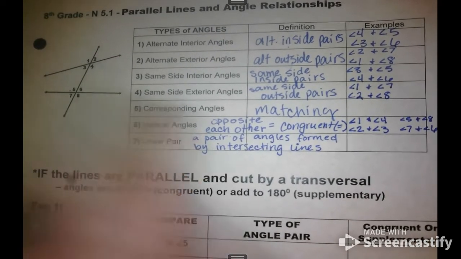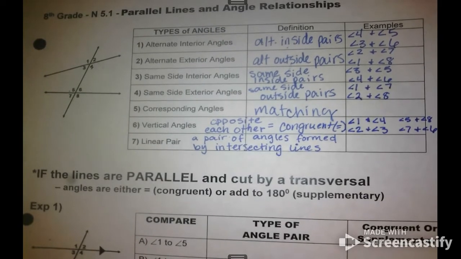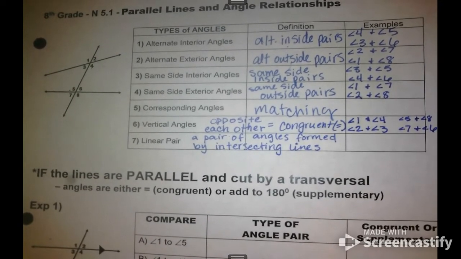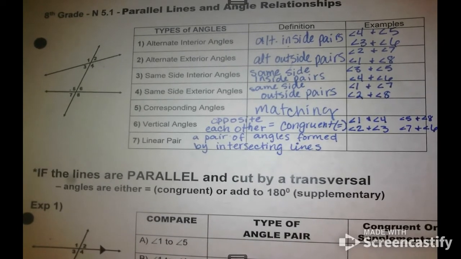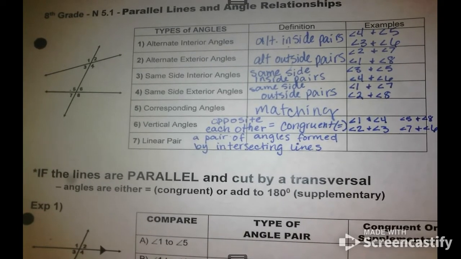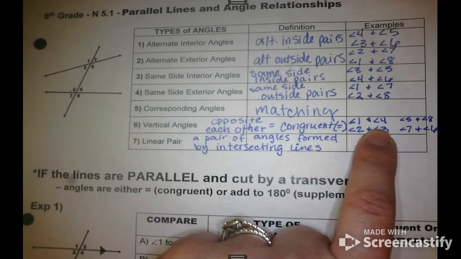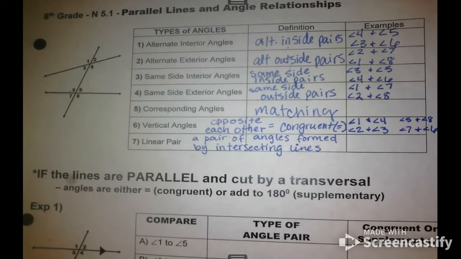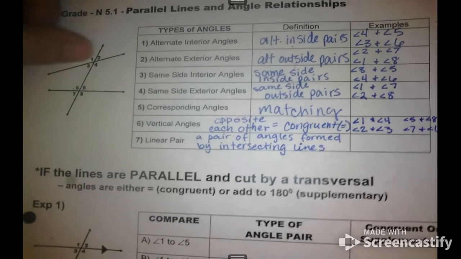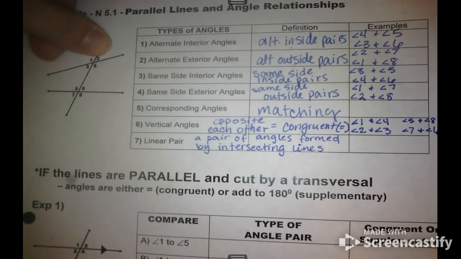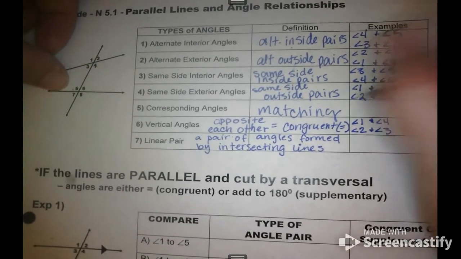Okay, so corresponding means matching. So matching angles. That's what I talked about just a second ago, right? Matching the same ones. So what are some different pairs of matching angles besides my exact congruent ones? 1 and 2. Okay, so 1 and 2, they look like they match. No. 1 and 5. Why would 1 and 5 match?